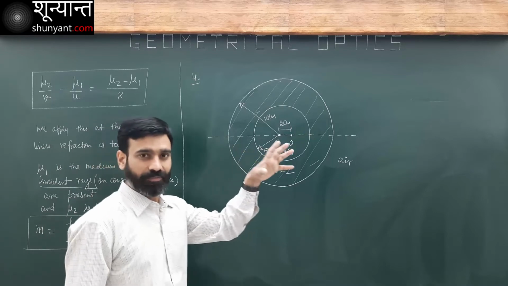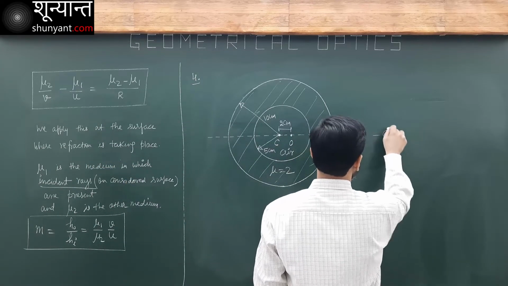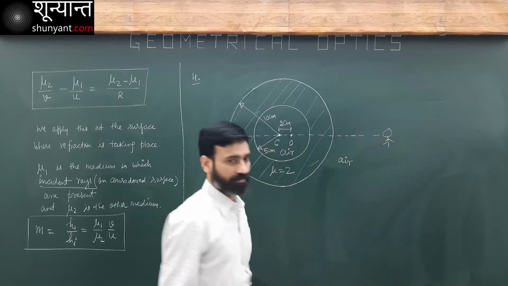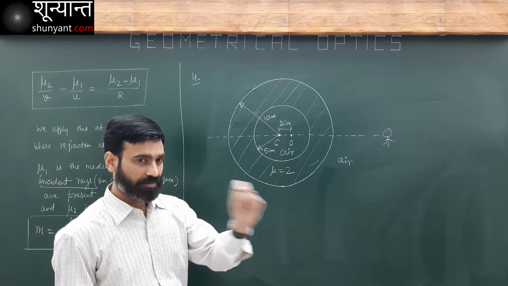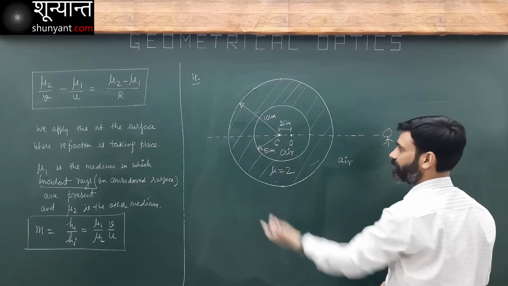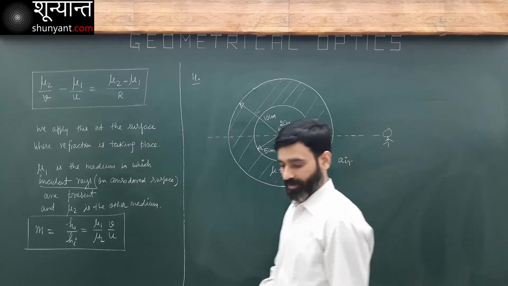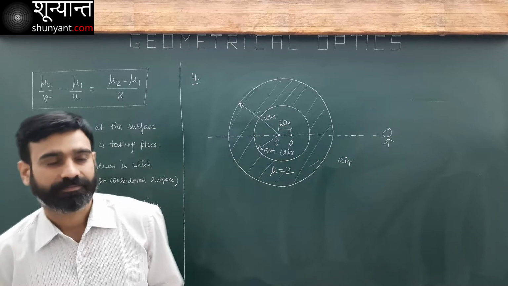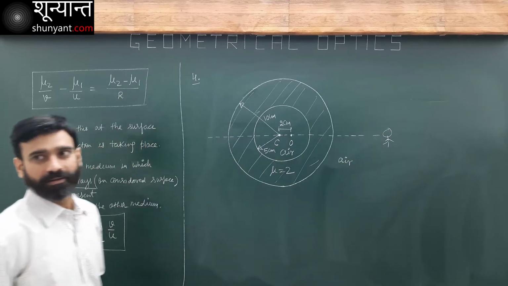You understand what type of situation this is? And my observer is here. This is my observer. Observer is looking normally. Normally means along the principal axis. Observer is looking normally, like this here. Where will he see the object? Where will the object appear to be? Okay, can you solve it?